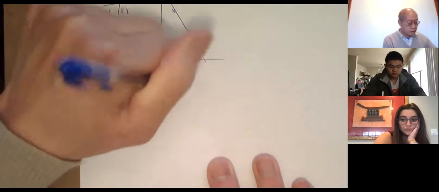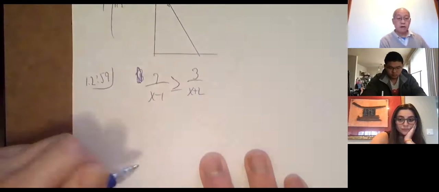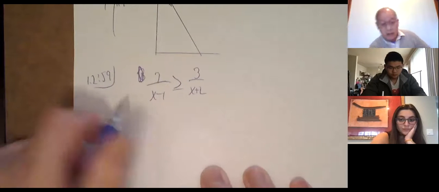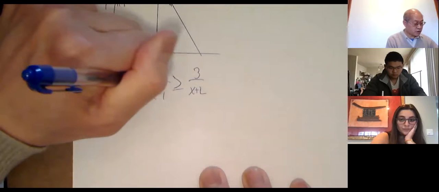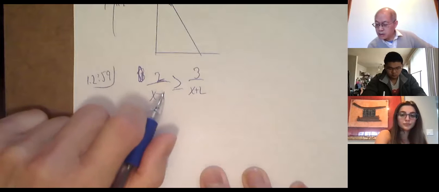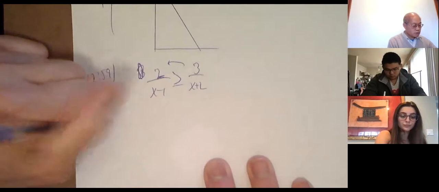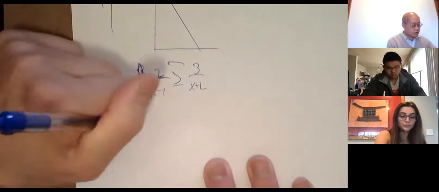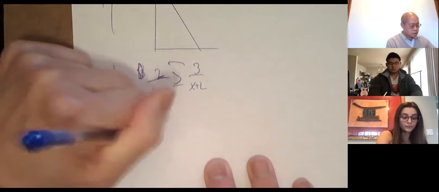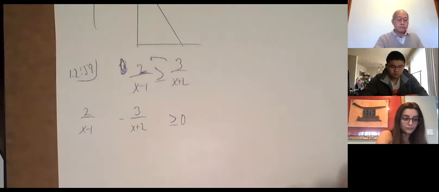2 over x minus 1 is greater than or equal to 3 over x plus 2. It's a 2, sorry, it almost looks like a 7. 2 over x minus 1 greater than or equal to 3 over x plus 2. Okay, subtract that over. 2 over x minus 1, leave a gap, minus 3 over x plus 2, greater than or equal to 0.